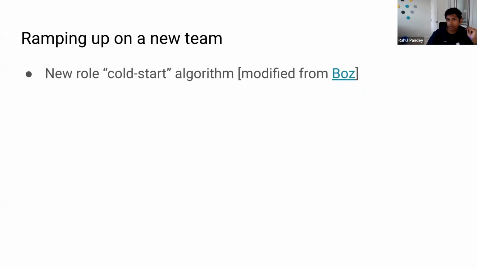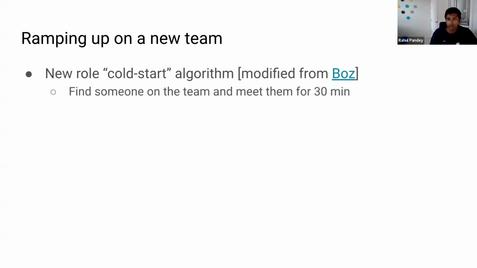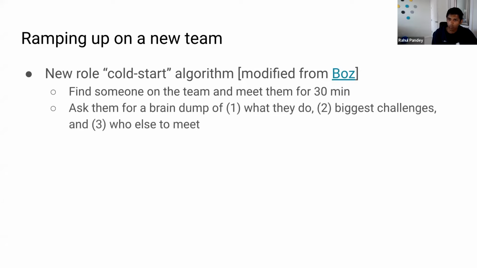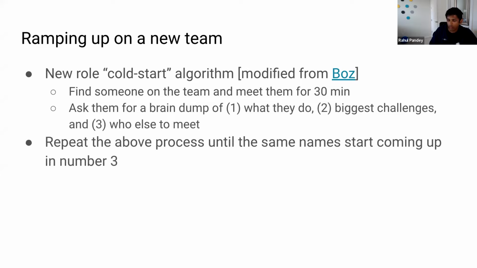And I stole this from Andrew Bosworth, who's a VP at Facebook, and I've used it pretty effectively in my own team switches. This is called the career cold start algorithm, or the new role cold start algorithm. And the idea is that you find someone on the team and you meet them for 30 minutes. And then you ask them, number one, what do they do? Number two, what are the biggest challenges they face? And three, ask them at the end of the meeting, who else on the team or on adjacent teams should I meet? The same names start coming up again and again in step number 3.